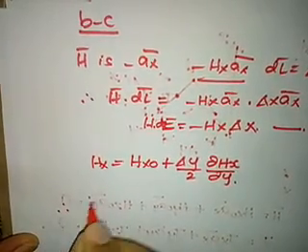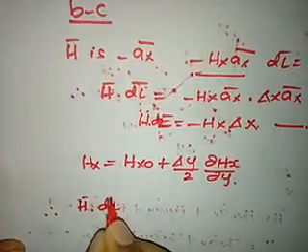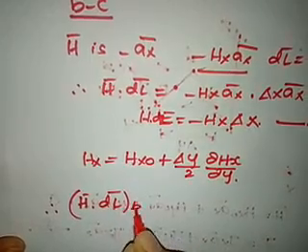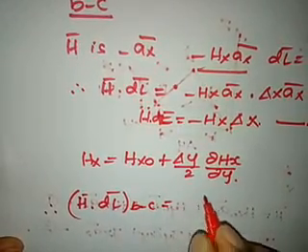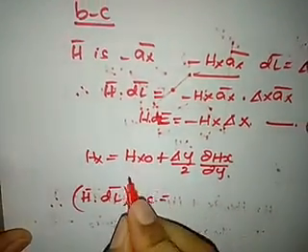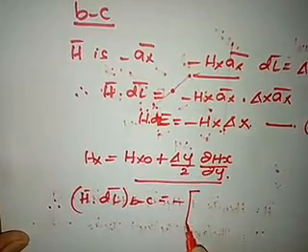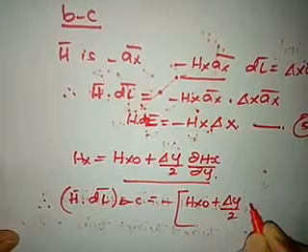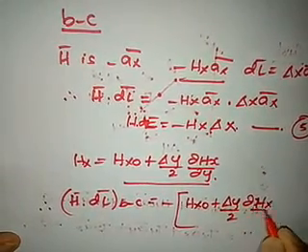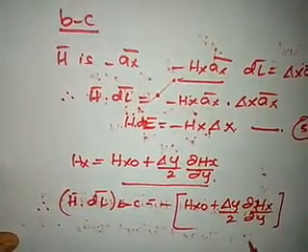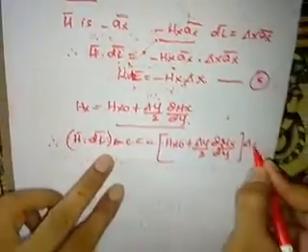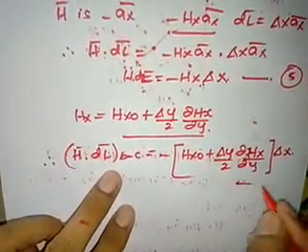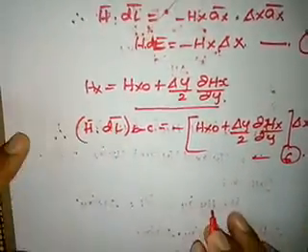Therefore H dot dl along B to C will be equal to minus Hx dx, and Hx is this, so minus of Hx0 plus delta y by 2 ∂Hx/∂y, into delta x. Take it as equation 6. Now consider the next path.